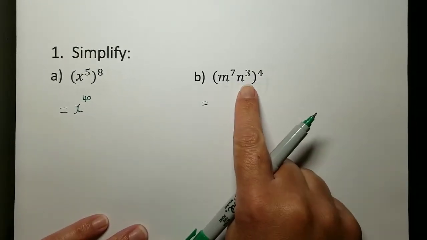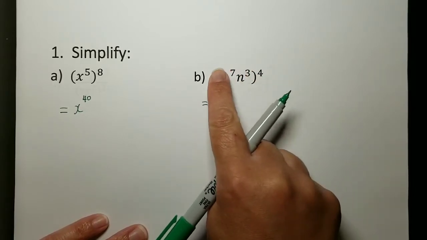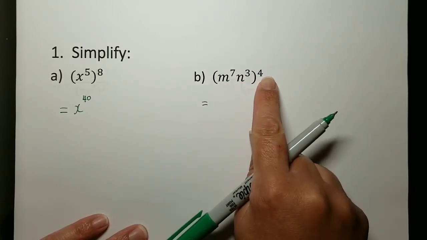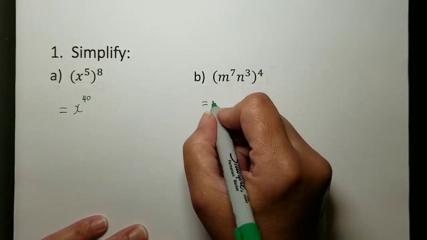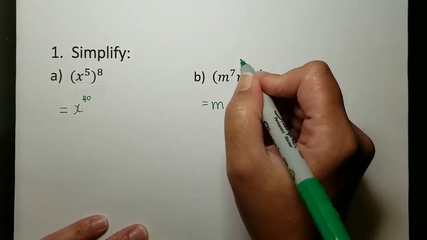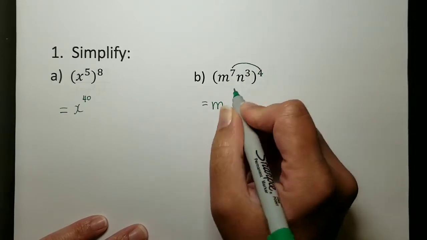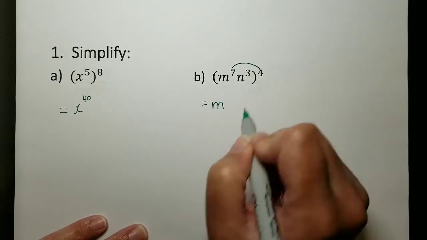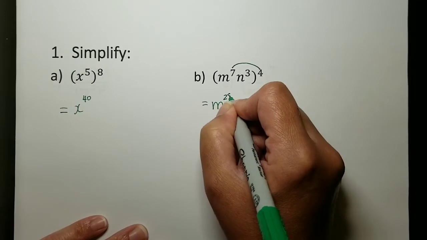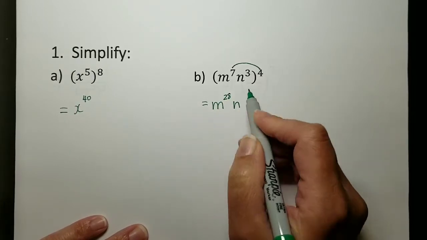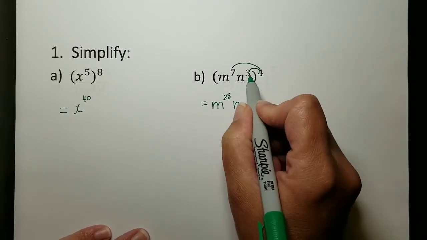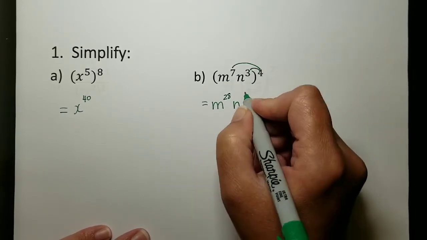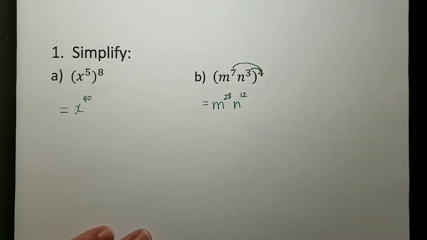Here I have multiple bases. Each individual power is going to the exponent 4. So I'm going to keep the first base the same and multiply the exponents. So 7 times 4 with that outer exponent is 28. And with the n, I keep the base the same, and I'm going to multiply the original exponent of 3 times 4. So I get n to the exponent 12.